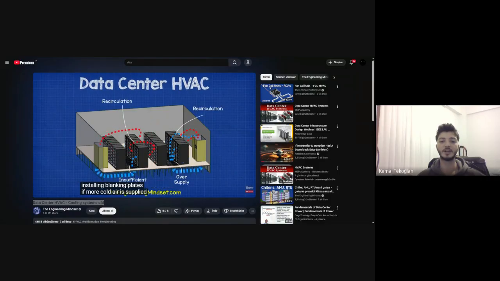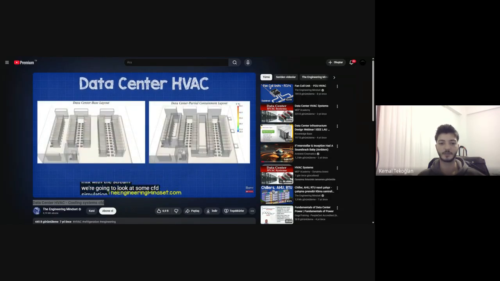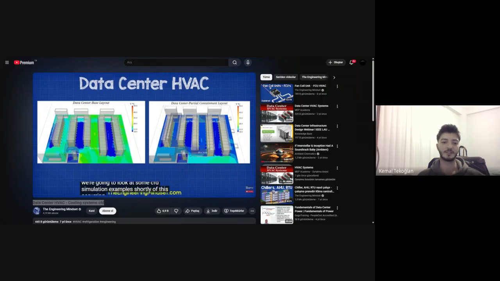If more cold air is supplied than needed, it will flow over the units and mix with the discharge air. If insufficient cold air is supplied, then warm discharge will be pulled over the top and around the side of the server and into the cold aisle and will mix with the stream. We're going to look at some CFD simulation examples shortly of this occurring.